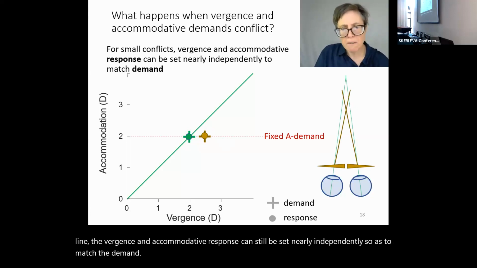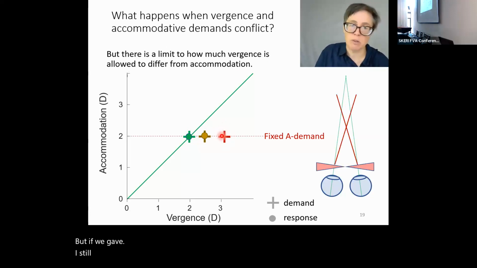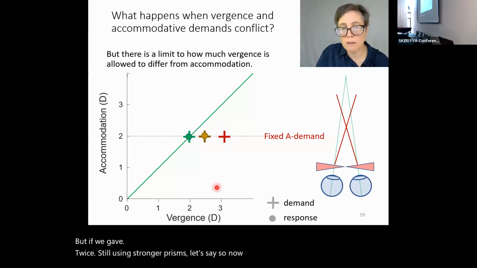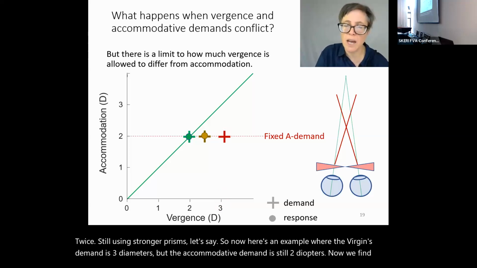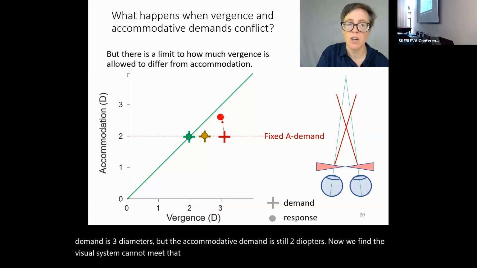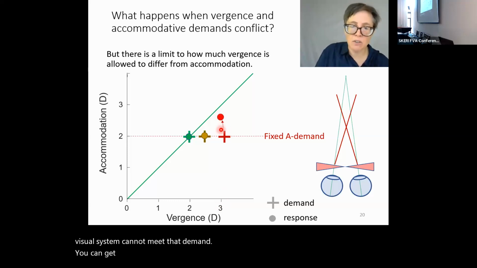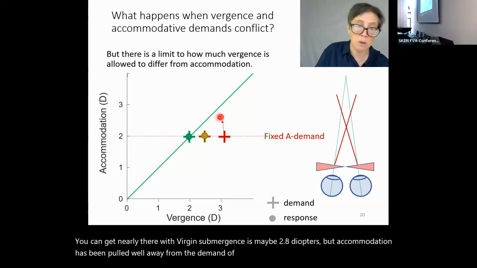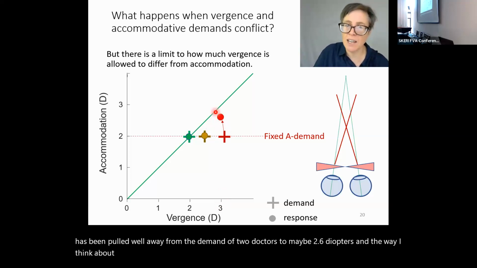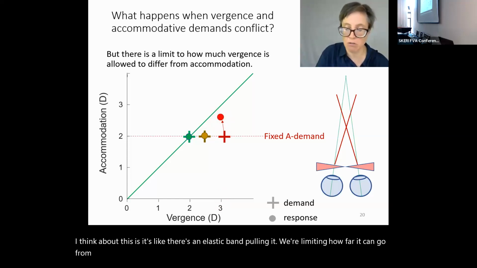But if we go still further, using stronger prisms, let's say, here's an example where the Vergence demand is 3 diopters, but the accommodative demand is still 2 diopters. Now we find the visual system cannot meet that demand. It can get nearly there with Vergence, maybe 2.8 diopters, but accommodation has been pulled well away from the demand of 2 diopters to maybe 2.6 diopters. The way I think about this is it's like there's an elastic band pulling it or limiting how far it can go from the line of natural viewing.